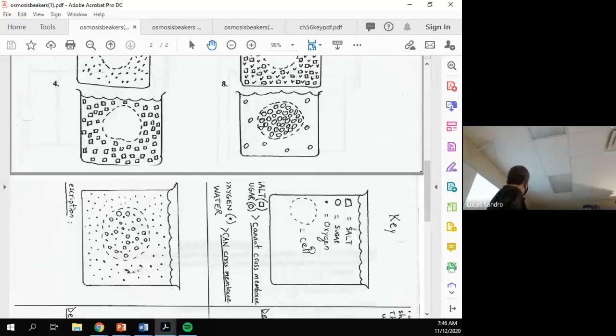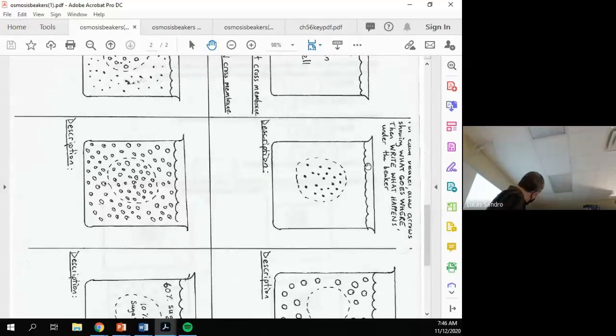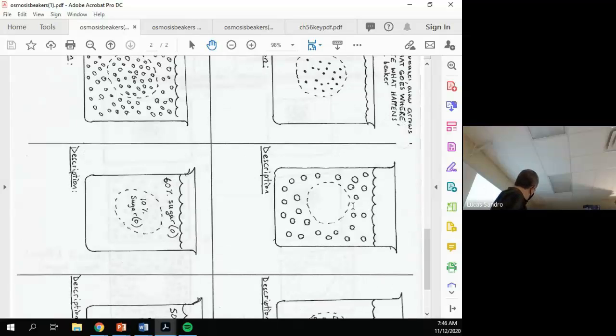Next side, the horizontal side, sorry. So this one here with the oxygen inside. Reagan. The oxygen will go out. Oxygen leaves the cell, perfect.